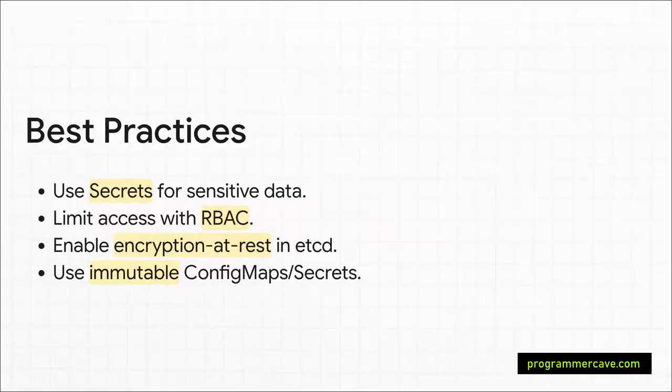So let's wrap this up with some best practices you can take back to your team. First, obviously, use secrets for sensitive data. Second, use role-based access control, or RBAC, to lock down who can actually read those secrets. Third, make sure your cluster has encryption at rest enabled. And here's a pro tip. Consider using immutable config maps and secrets. This prevents accidental changes in a live environment, which can be a real lifesaver.